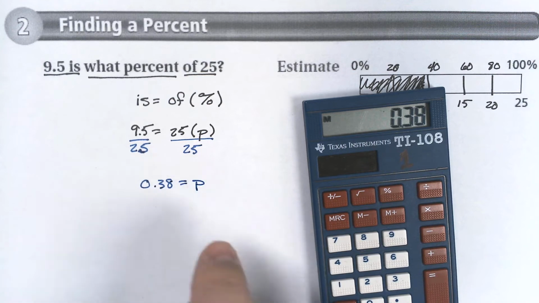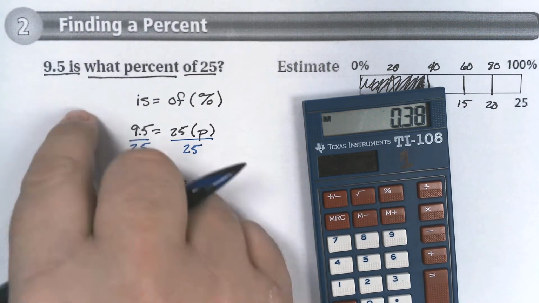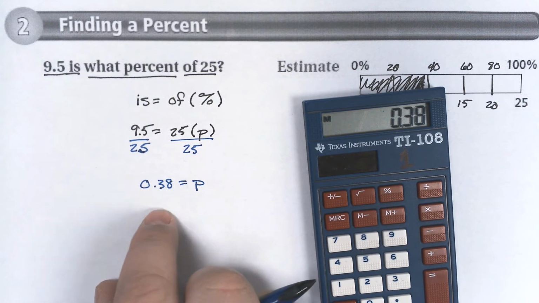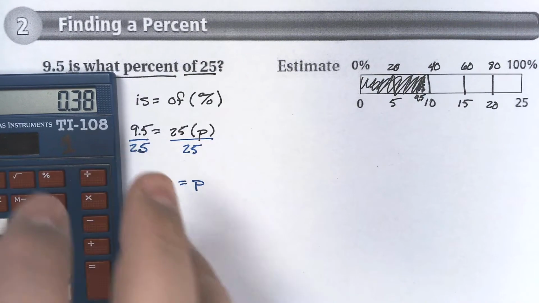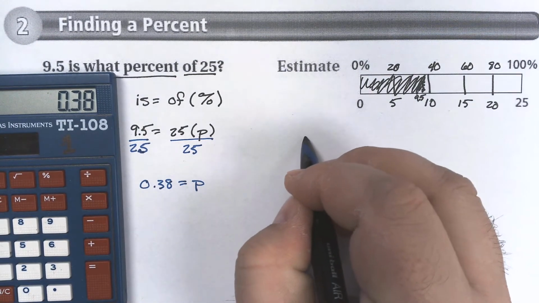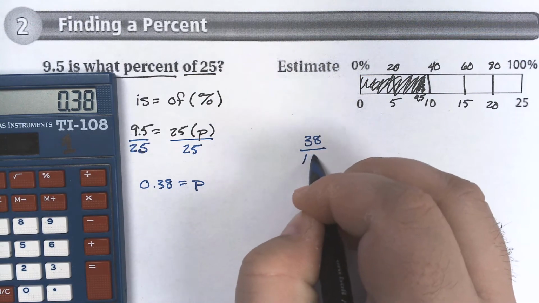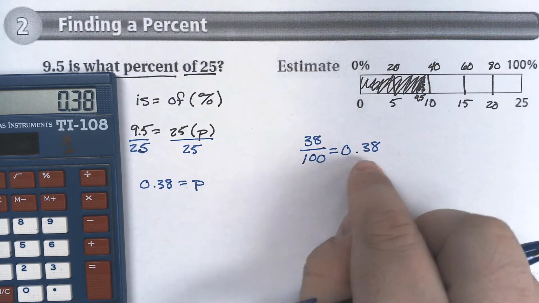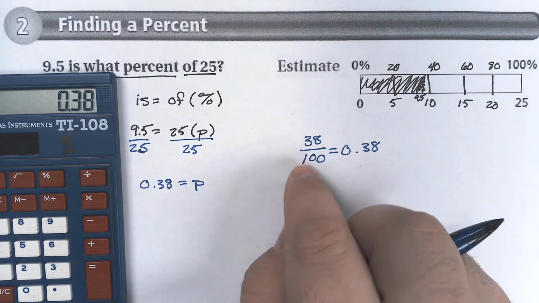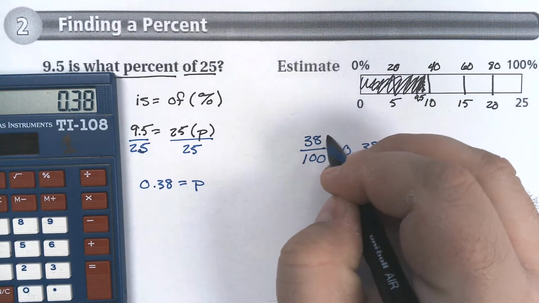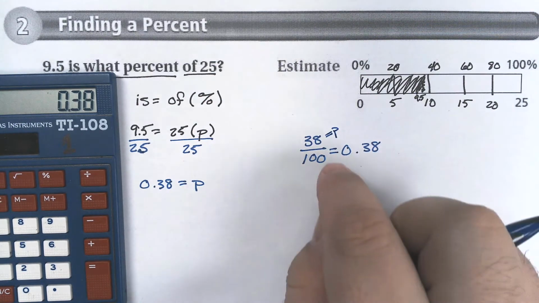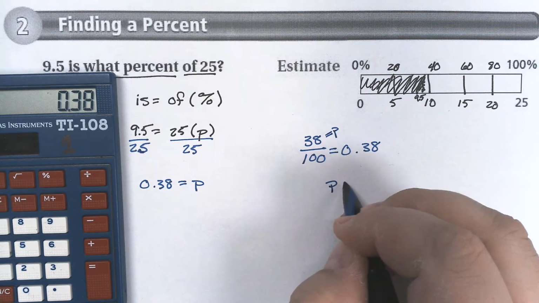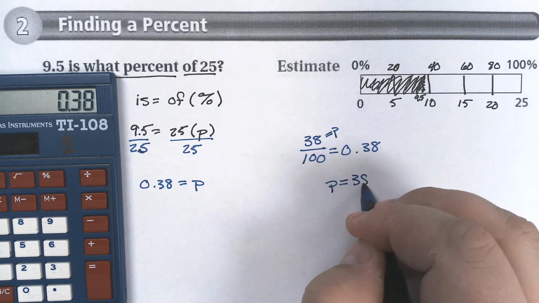equals P. Now the problem is this isn't my final answer. Because I'm dealing with a percent, this is a number, not a percent. A percent is a type of number, but really what this is saying is because it's a percent, it's the same thing as saying 38 divided by 100 equals 0.38. And because 0.38 is equal to this, P is actually my numerator. So my answer is actually P equals 38.